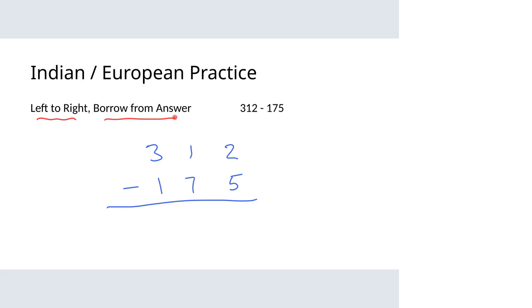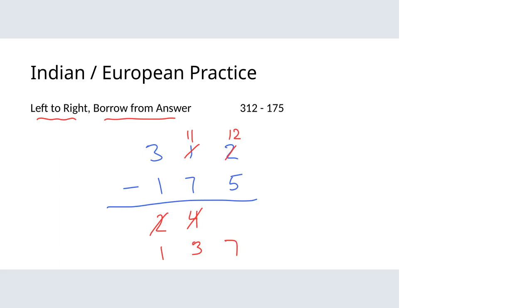So 3 minus 1 is 2. That's fine. 1 minus 7 I can't do, so I'm going to have to borrow from here, and that 1 is going to become 11 because I borrowed 100, which is 10 tens. 11 minus 7 is 4. Now I'd like to subtract 2 minus 5, but I can't, so I need to borrow from here. That's going to become 12. 12 minus 5 is 7, and then I have an answer of 137.